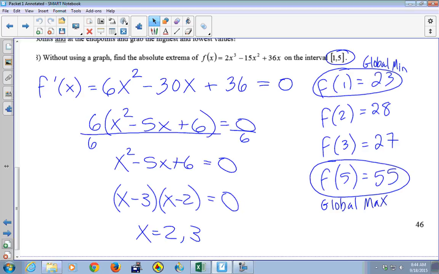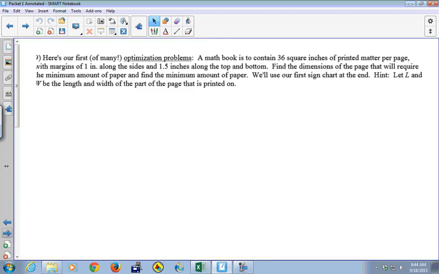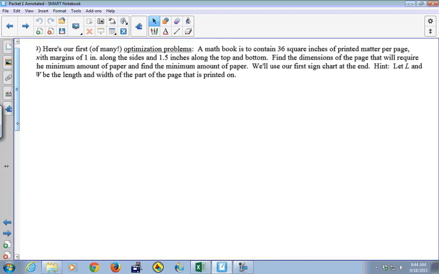All right, so now we're going to look at this word problem. Here's our first of many optimization problems. So this is going to be a theme throughout this whole course, solving optimization problems. And your trucks project is also an optimization problem. Once you get to number 14 of the trucks project, they're asking you to find the optimum speed that the driver should drive the truck at in order to minimize cost, right?